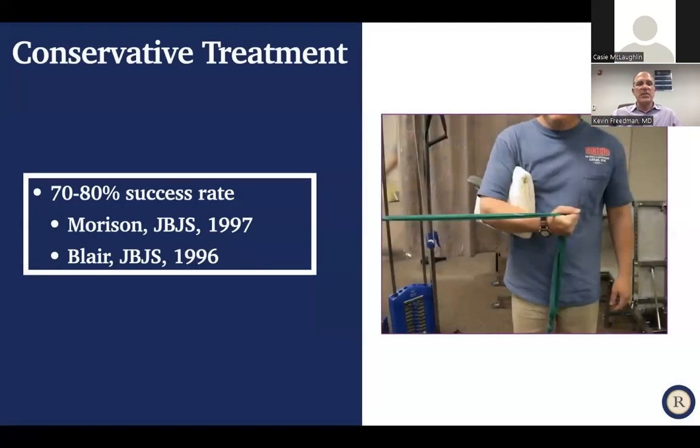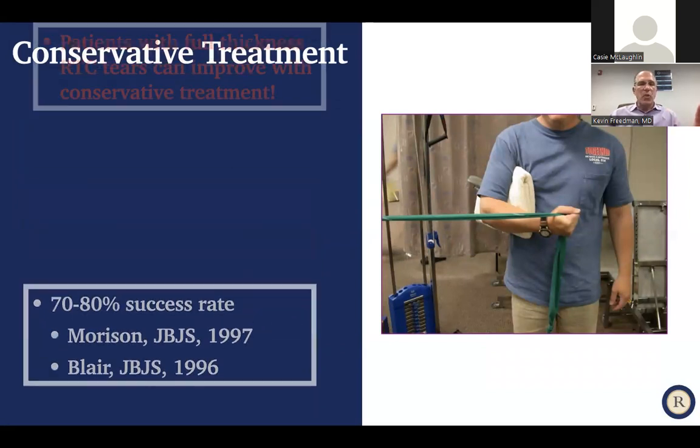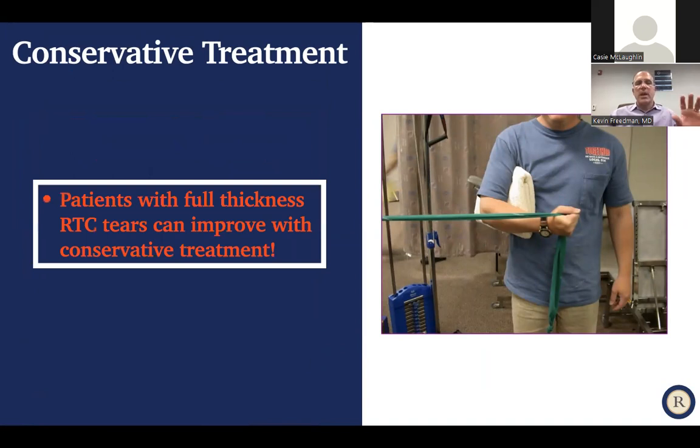So what's the success rate? I mean, there's been multiple studies that show it can be successful both for tendonitis and people with full thickness rotator cuff tears. And one of the most important things is patients with full thickness rotator cuff tears can improve with conservative treatment. Now, that doesn't mean that there aren't certain patients that I really recommend surgery for, and I do a lot of rotator cuff surgery.